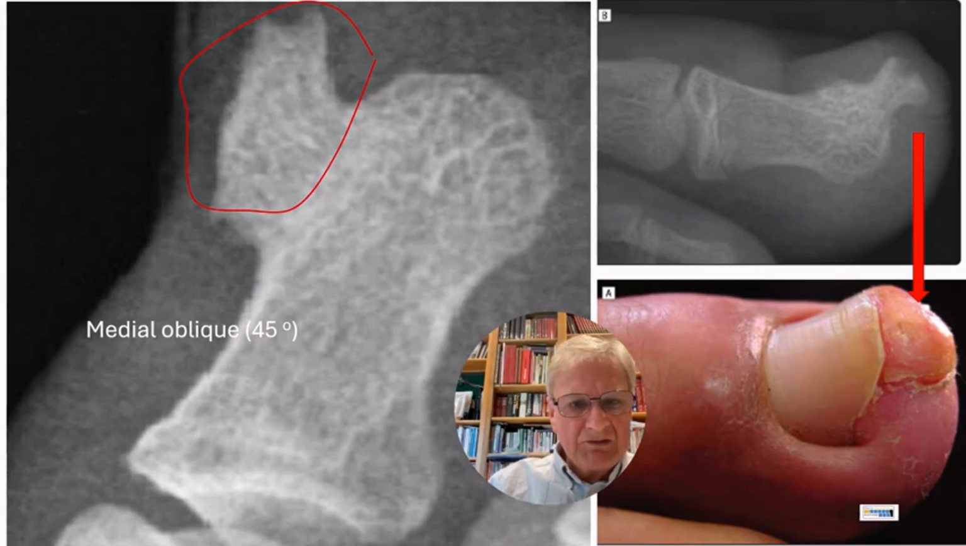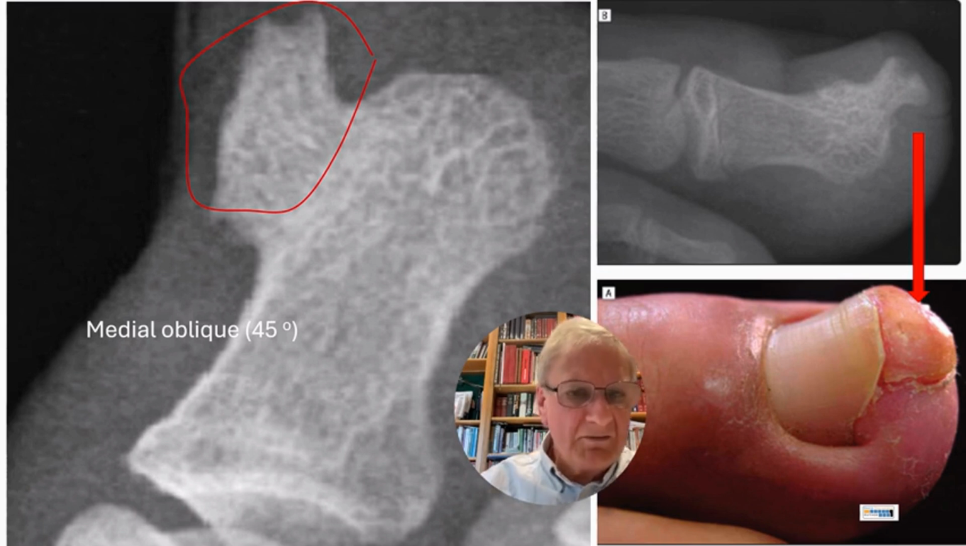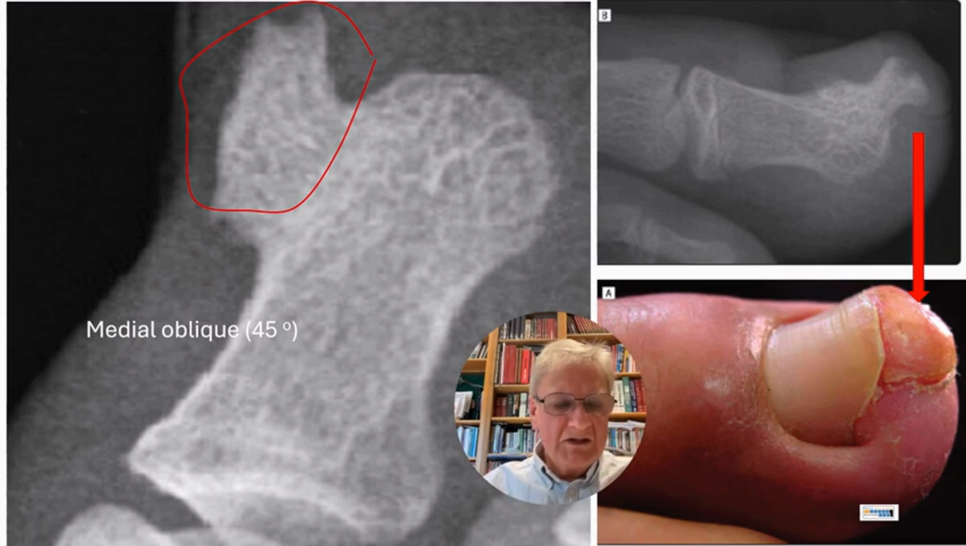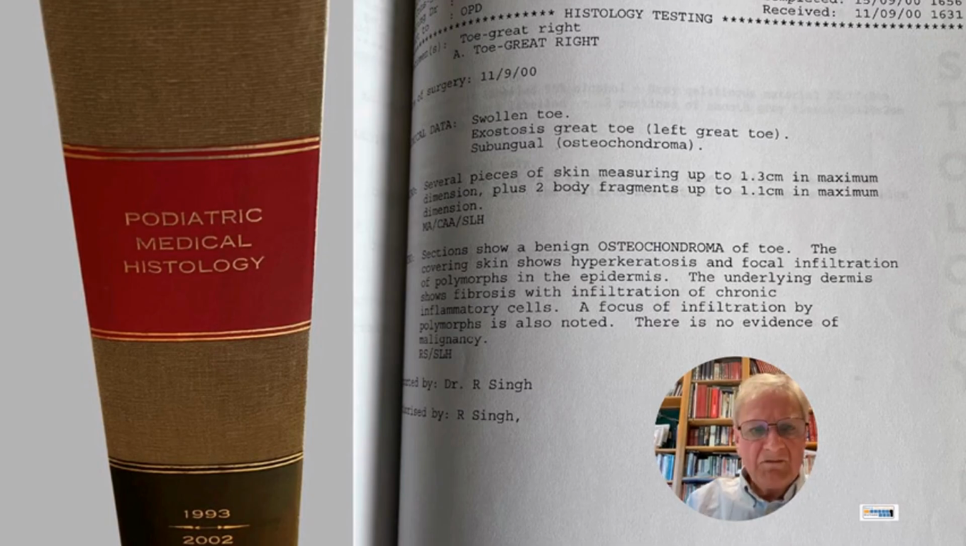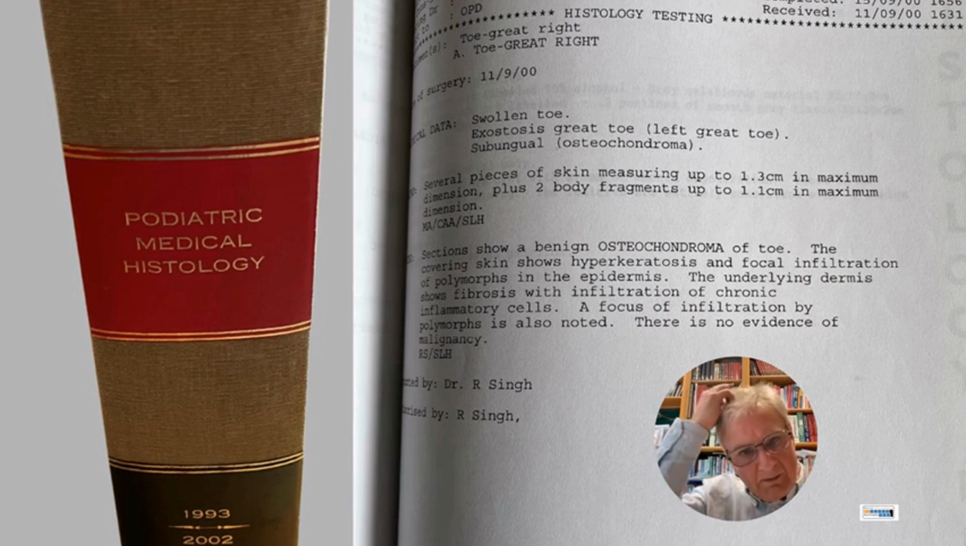If we have a look at the x-ray here, you can see from the medial oblique view, where the foot's rotated at 45 degrees and the view's taken, because taking it straight on doesn't show much. You can actually see the projection here quite clearly. And if we look to the toe on this side, you can see this is expanded here. It's expansile. The cortex continues, and you can see this picture here where it's expanded. It looks very bulbous.